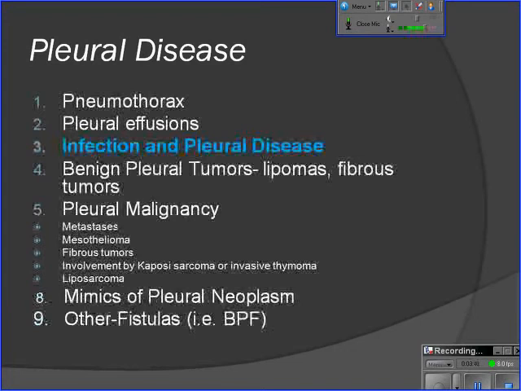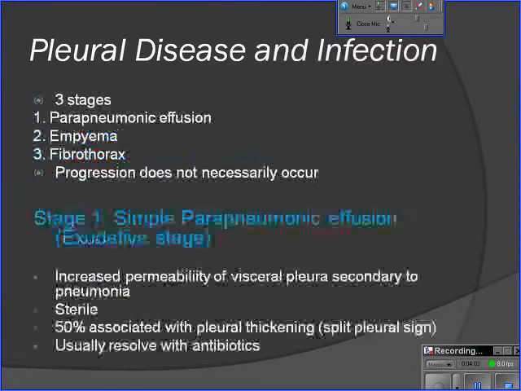So that was just a brief introduction, starting with pleural effusions. I'm not going to get into some of the complex pleural effusions. You can have chylothoraces as well, but I won't get into that. So next we're going to talk about infection and pleural disease.